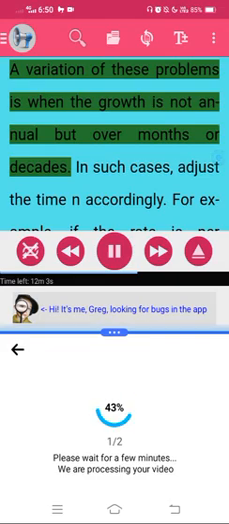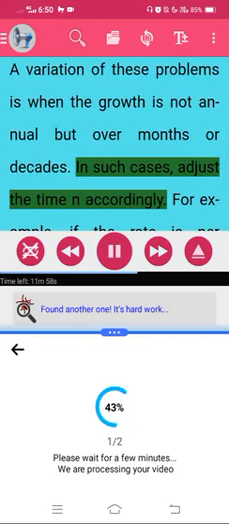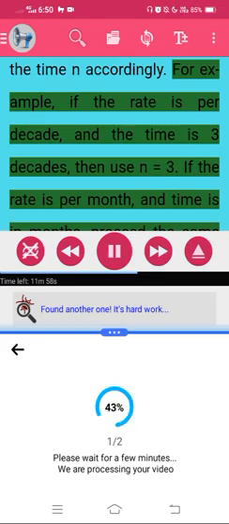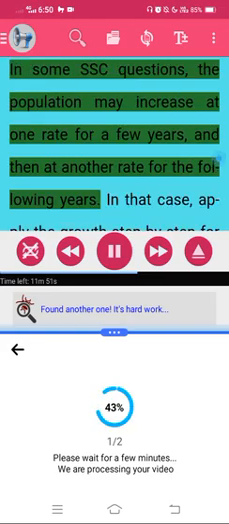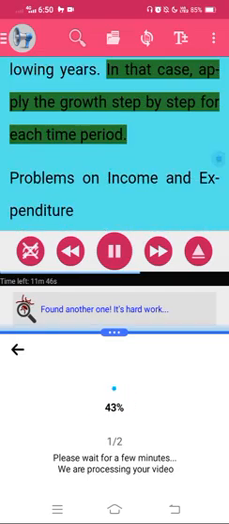A variation of these problems is when the growth is not annual but over months or decades. In such cases, adjust the time n accordingly. For example, if the rate is per decade and the time is 3 decades, then use n equals 3. If the rate is per month and time is in months, proceed the same way. In some SSC questions, the population may increase at one rate for a few years and then at another rate for the following years. In that case, apply the growth step by step for each time period.